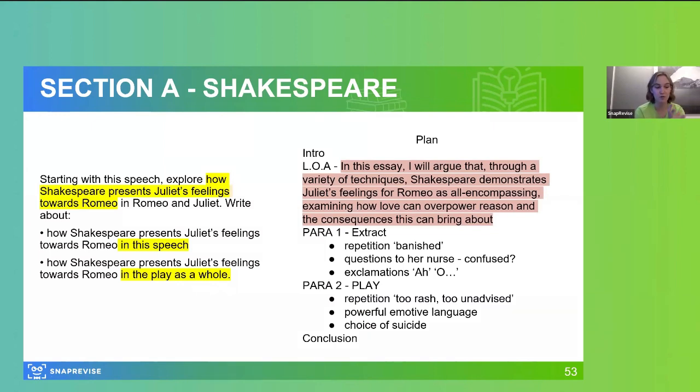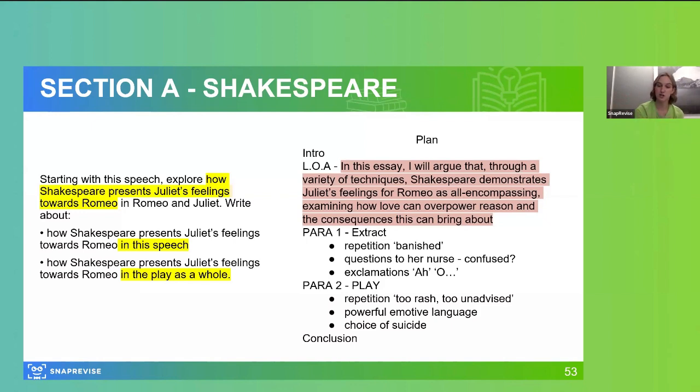So again, as I talked about when we were looking at how you write your essays, I would stick to a structure where your first paragraph is about the extract, and the second paragraph looks at the text as a whole. So for this extract, I have picked up on the repetition of the word banished, what that tells you about the intensity of her feelings, the fact that her feelings towards Romeo through this quote show that she is devastated by his banishment from Verona.